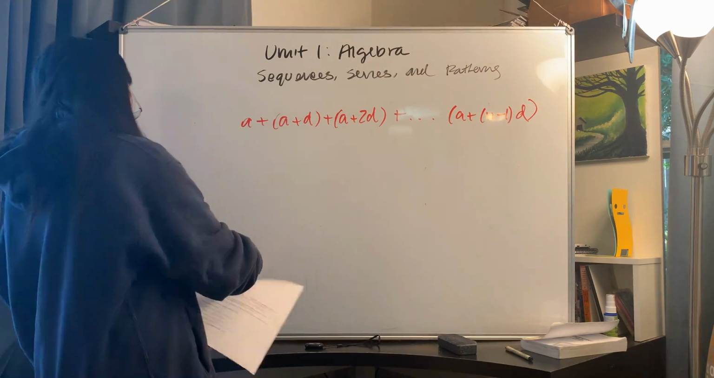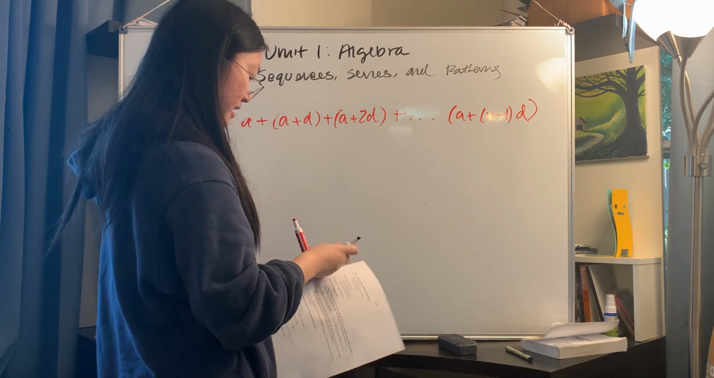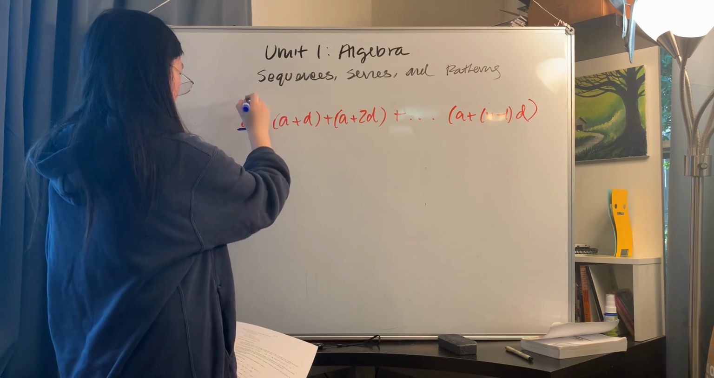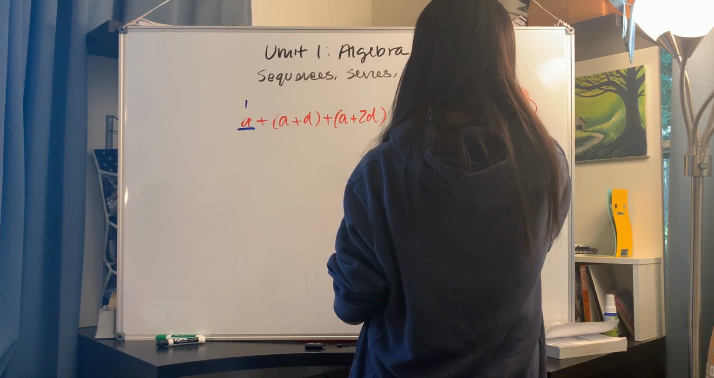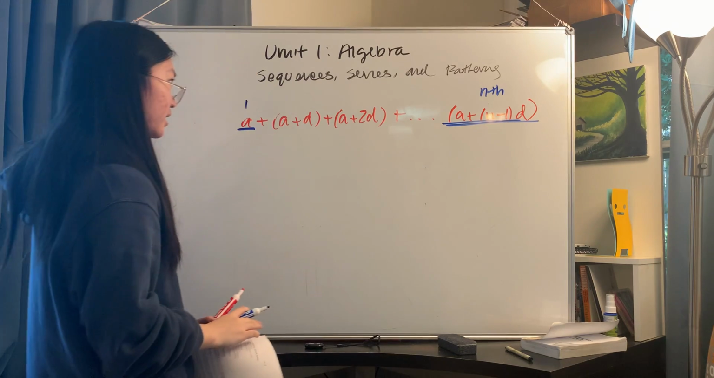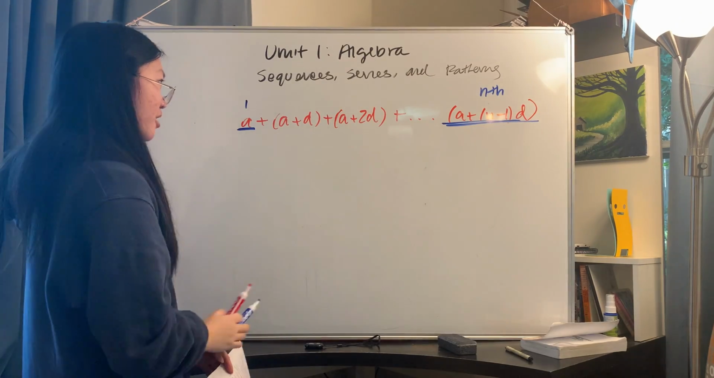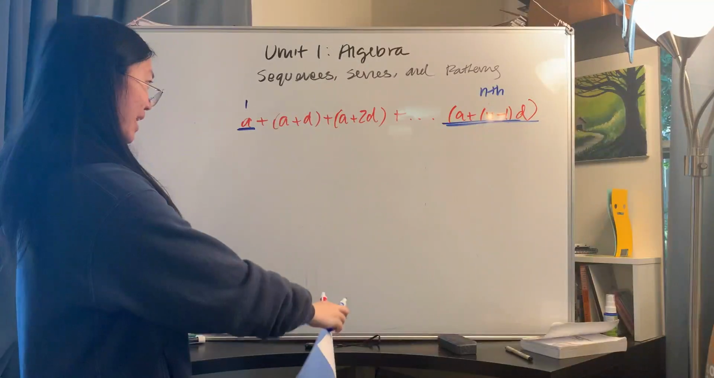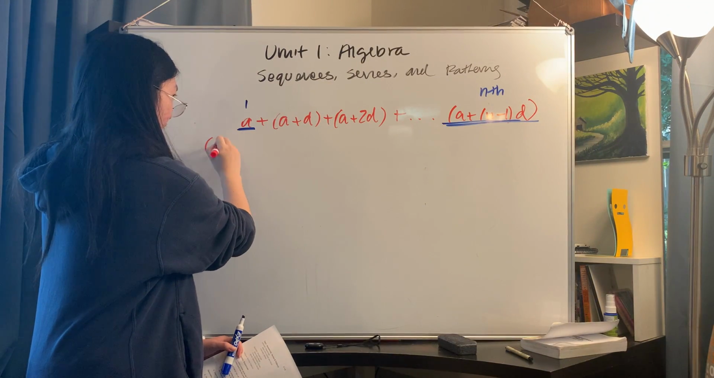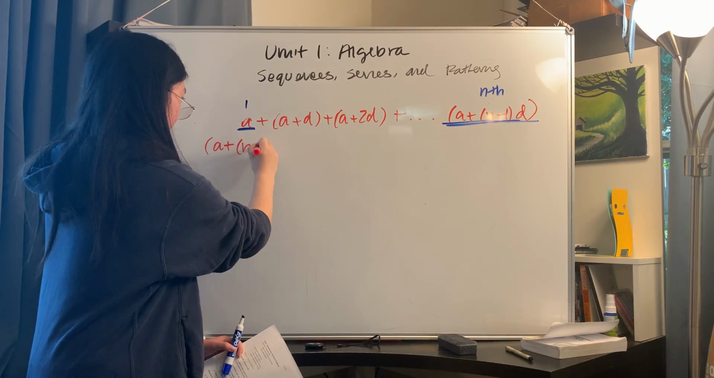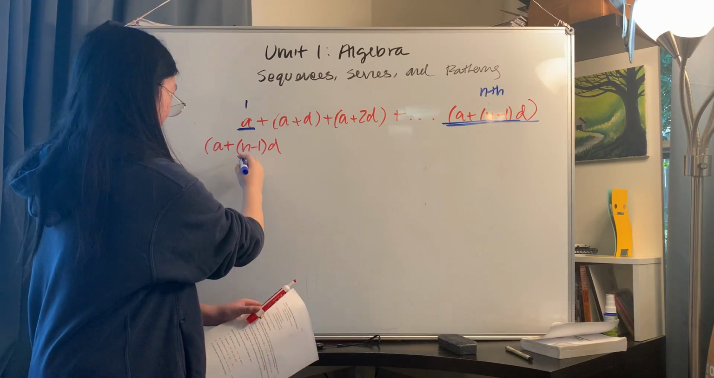This right now, oh, I should use another color too. A is the first term, number 1. This is the nth term. And we can also rewrite this backwards. So what I mean is, we start with the nth term, or A plus (n minus 1)d. So this would be the nth term.